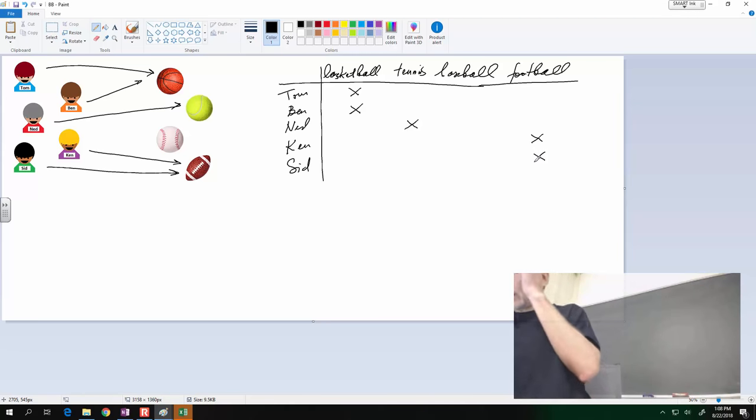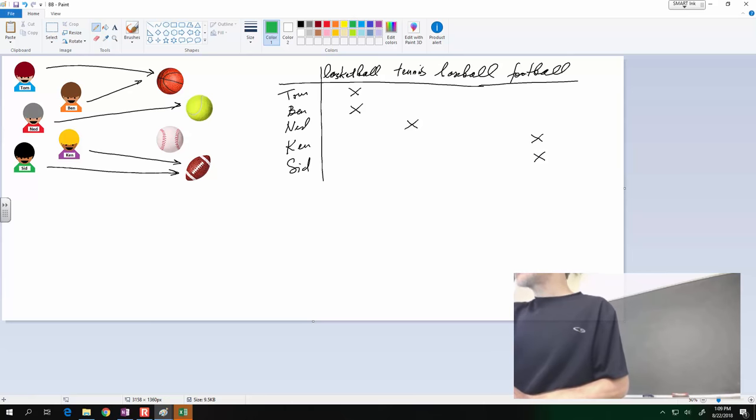Okay, and then once again, I want to do the same trick as we did last time, and that is to have the two axes present. So the x-axis for the boys, this is x over here, and this is y, and then the y-axis for the balls.